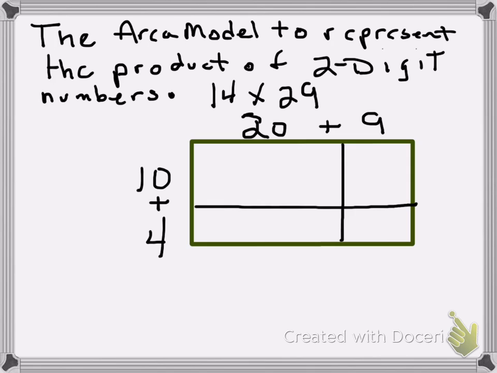Notice that the size of the rectangles, although maybe not perfect, really is representative of the larger versus the smaller products, partial products. I know that 10 times 20 equals 200. I know that 10 times 9 equals 90. I know that 4 times 20 equals 80. And I know that 4 times 9 equals 36. Now let me go back and just add a little bit of color to each one of these.